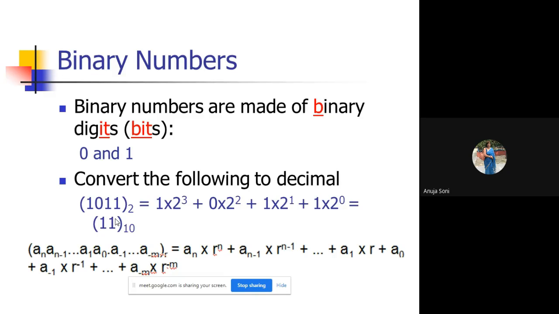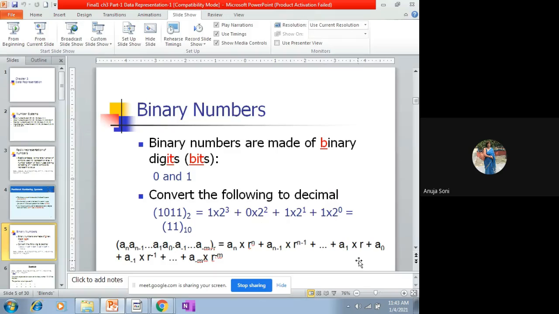On left hand side, you are having 1011 having a base as 2. Means this is a given number having a base as 2. You have to apply that formula. How to apply that formula? Let me make use of the whiteboard to make the concept easier.